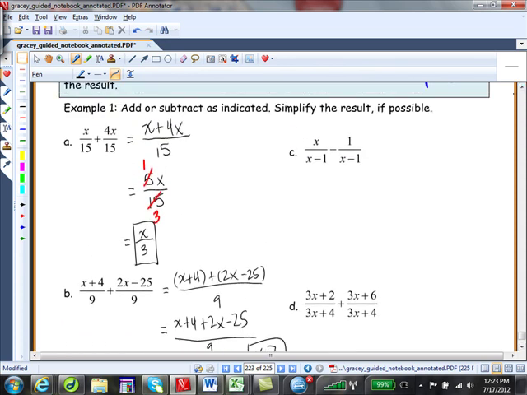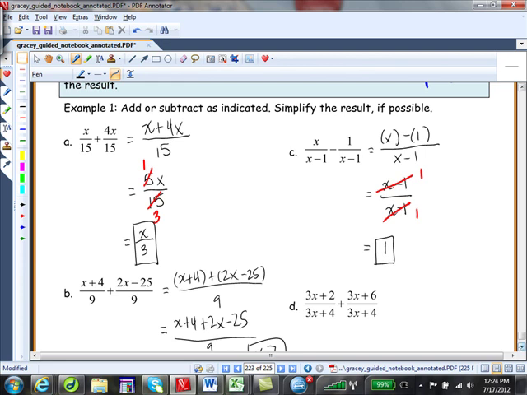Okay, part C. Here we go. Checking my denominator, I've got the same denominator. I'm going to go ahead and write that common denominator down. Then I am taking x minus 1, so that is merely x minus 1 over x minus 1. So x minus 1 goes into itself once. So believe it or not, this simplifies to be 1 over 1, which is 1.